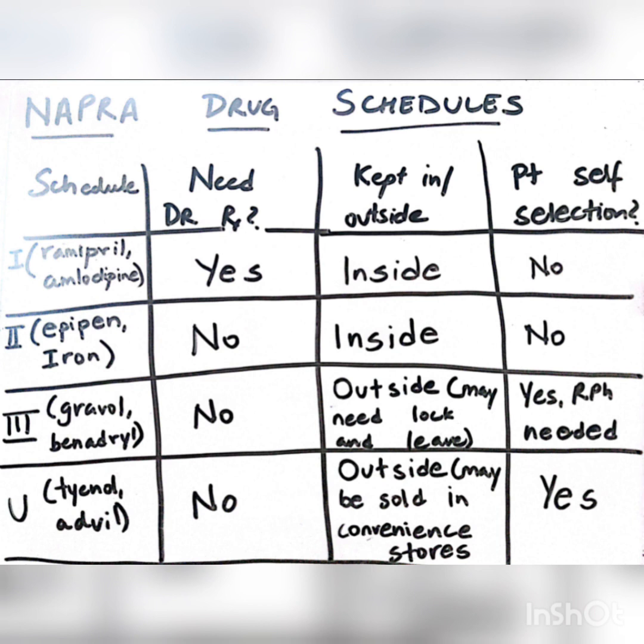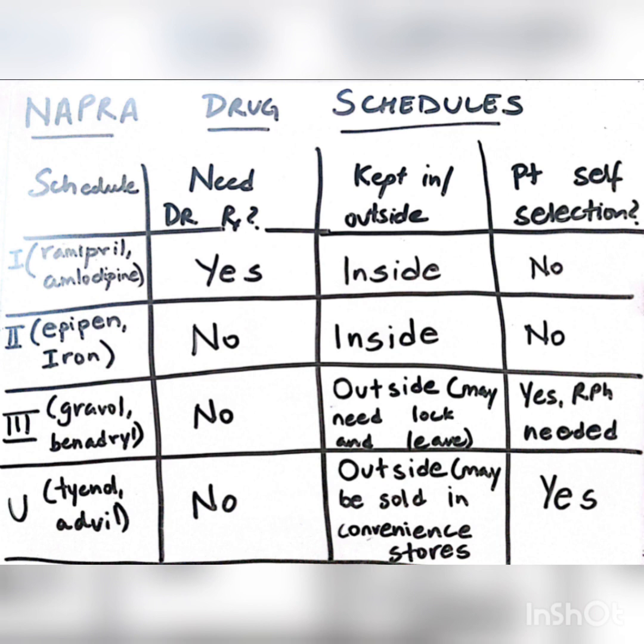The last one is U or unscheduled, such as Tylenol and Advil. These do not need a prescription. These are usually kept outside. They may also be sold in convenience stores because there's no pharmacist intervention needed. These usually have very few side effects and are not as toxic or do not have any toxicity potential for patients. And usually the boxes have all the information in case of directions, in case of how many tablets should be given out to the patient. So it's quite easy for patients to have access to this. And these are available for patients to self-select, so these are usually kept outside.